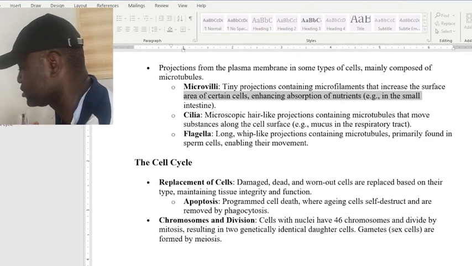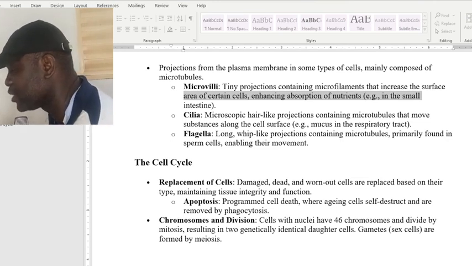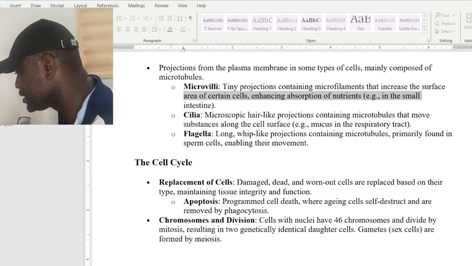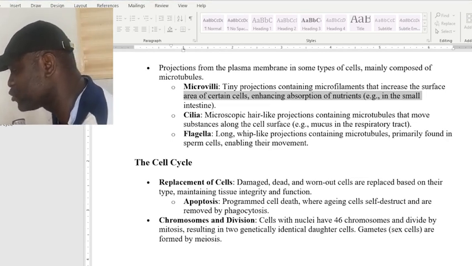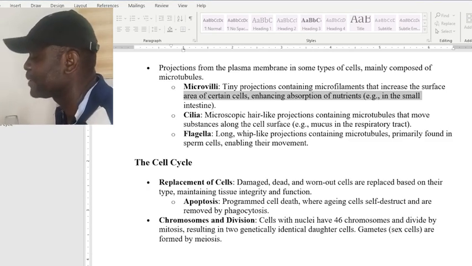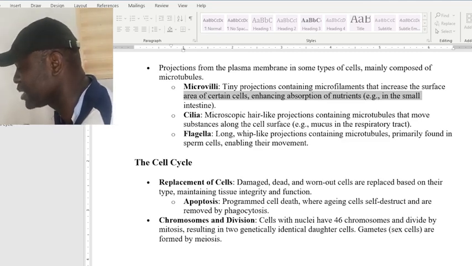of certain cells to enhance absorption of nutrients. Take for instance, your small intestine has a lot of microvilli, and the function of this is for absorption. So when you eat, absorption majorly takes place in the small intestine because of the microvilli. It has a larger surface area because of the microvilli.